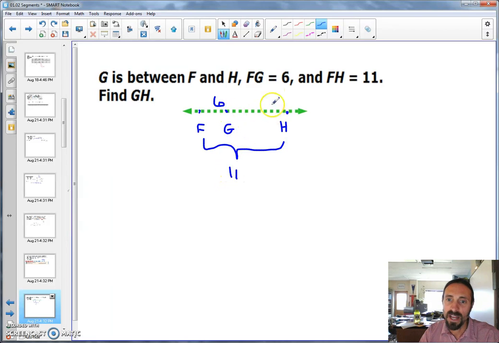So how far is it from G to H? And of course, you would say 5. Is my drawing to scale? Absolutely not. G should be way over here. But it doesn't matter. The idea is I kind of know how things line up.